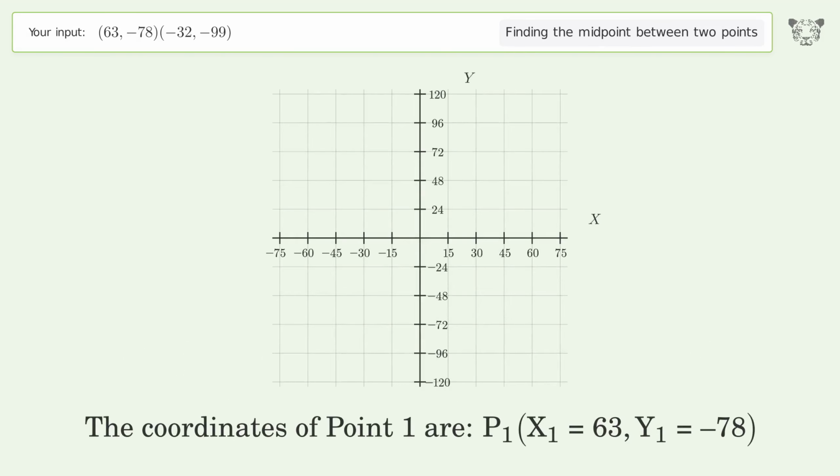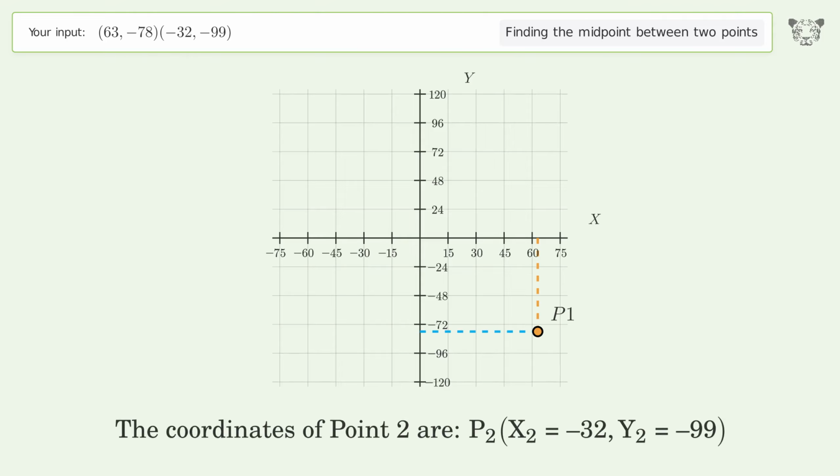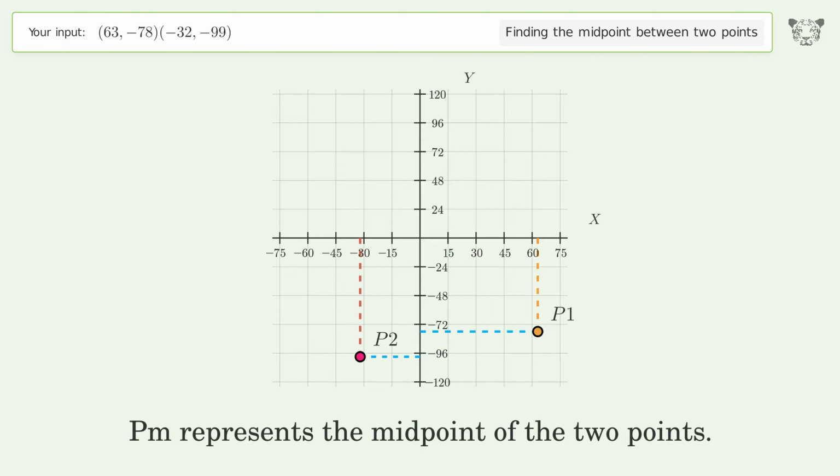The coordinates of point 1 are x1 equals 63, y1 equals negative 78. The coordinates of point 2 are x2 equals negative 32, y2 equals negative 99. PM represents the midpoint of the 2 points.